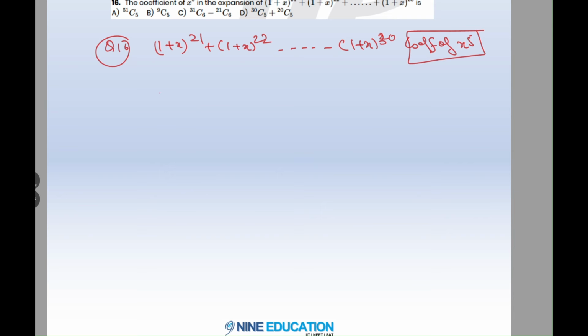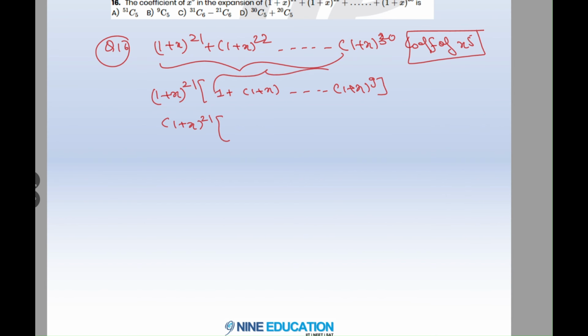Coefficient of x power 5 in the particular expression. Question number 16. (1 plus x) power 21 plus (1 plus x) power 22, and so on, up to (1 plus x) power 30. Coefficient of x power 5. This is a geometric progression. Take (1 plus x) power 21 common. So we are left with 1 plus (1 plus x), and so on up to (1 plus x) power 9.